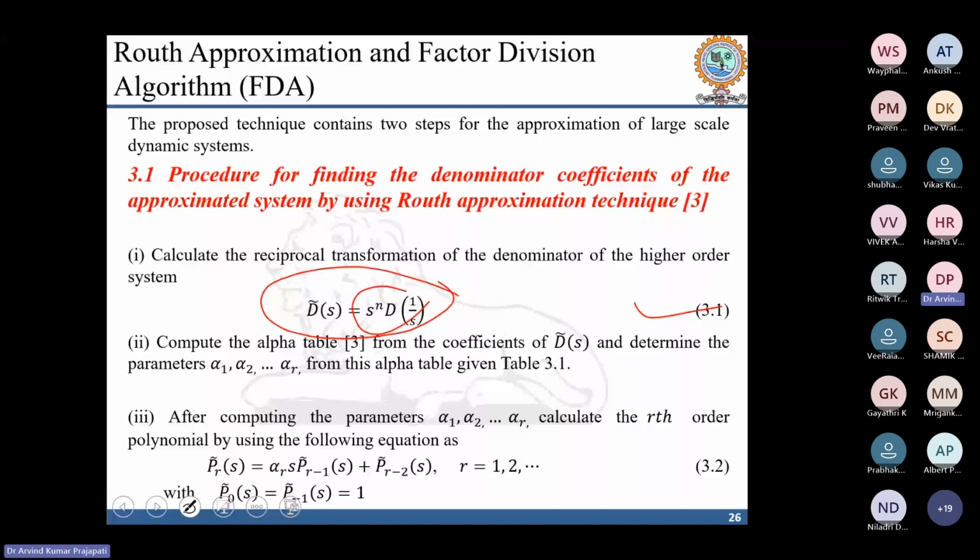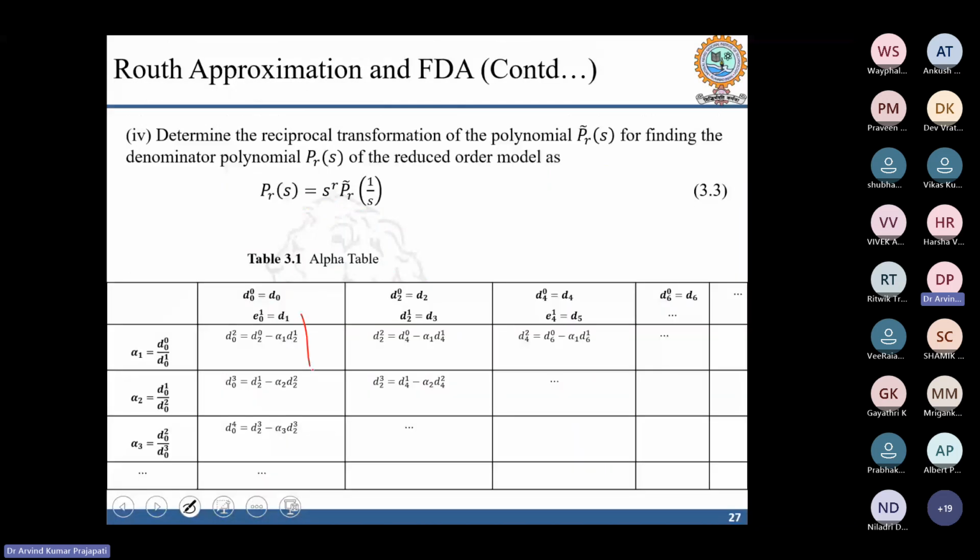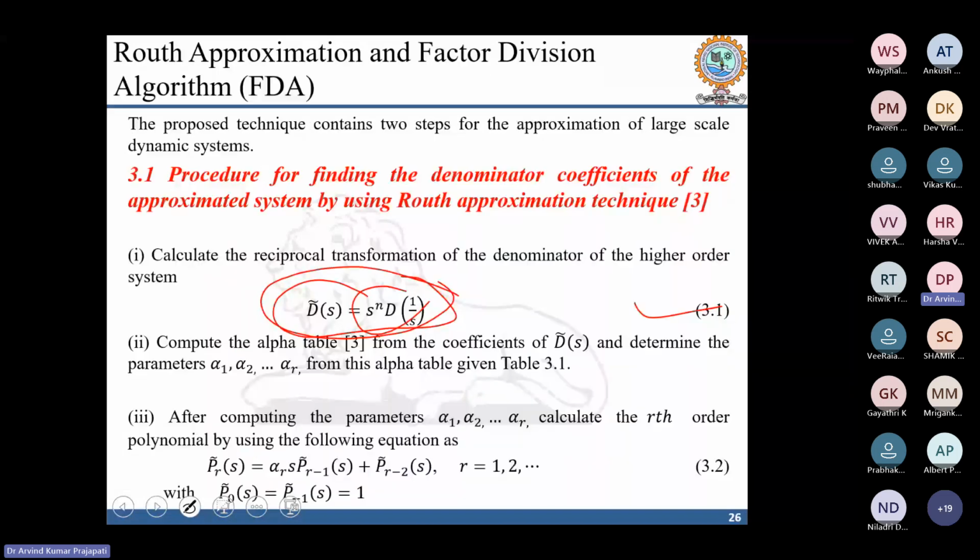And then by using this modified denominator polynomial, we make the route stability table as given here, and that is called the alpha table. Then we use the formula which is mentioned here. By using these formulas, you can calculate the coefficients of the first column, second column, and the rest of the columns. The starting two rows are again known, and they are obtained by using equation 3.2.